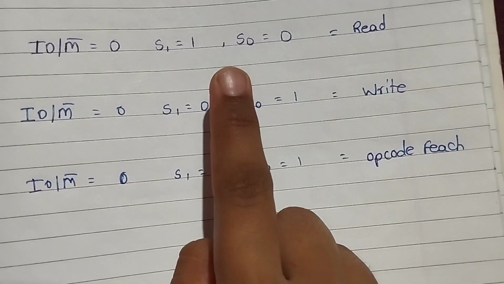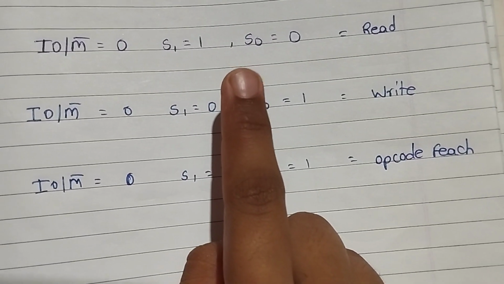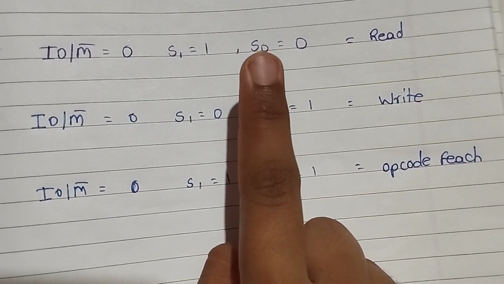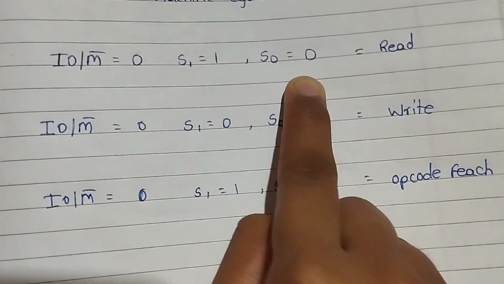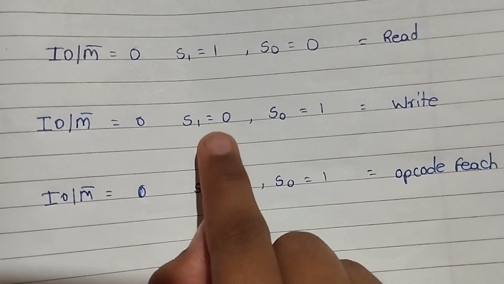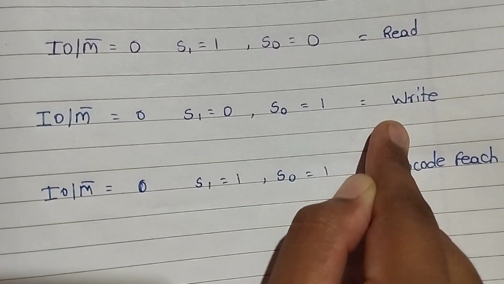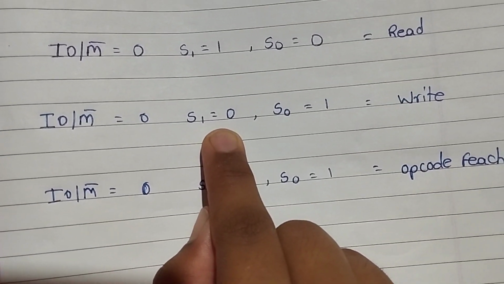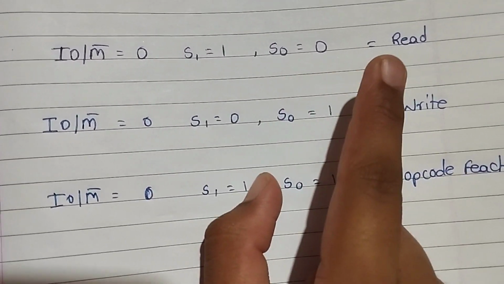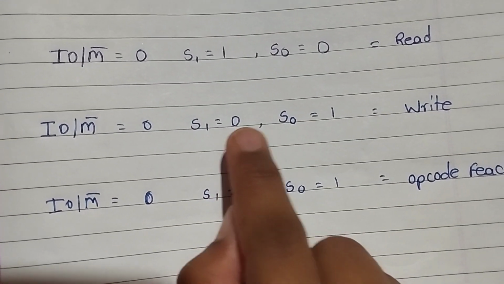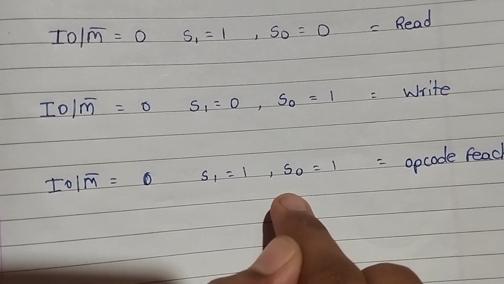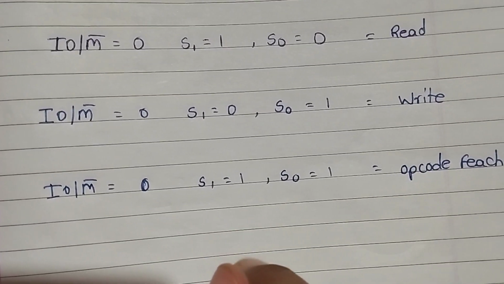So I hope you get the idea how to remember which signal is high and low for the read and write. When S0 is equal to 0, the read machine cycle is executed, and vice versa, when S1 is equal to 0, that is write. Means when one goes low, the other goes high. So S0 equal to 0 is a read operation, S1 equal to 0 is a write operation, and when both are 1, opcode fetch is performed. Now we start to solve the instructions.